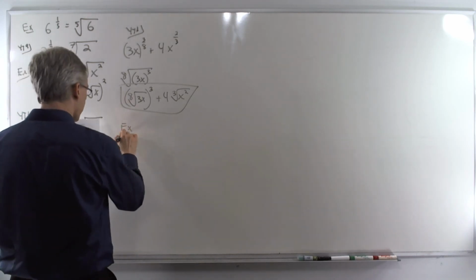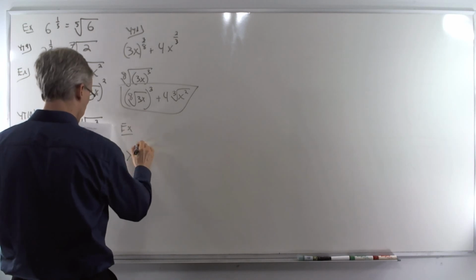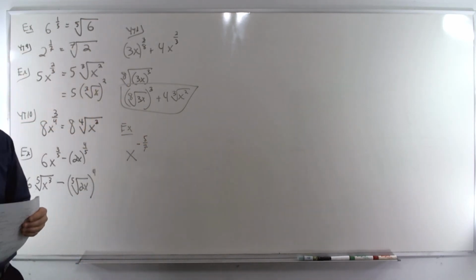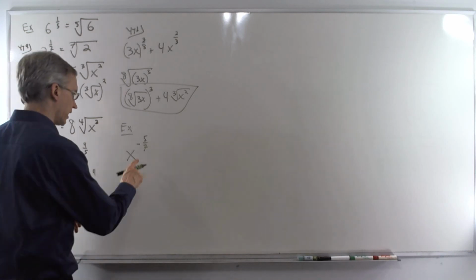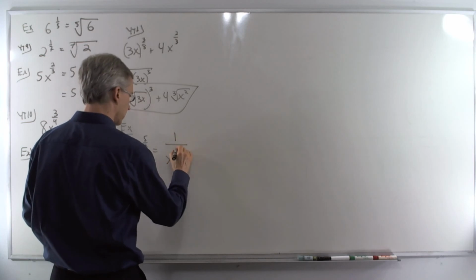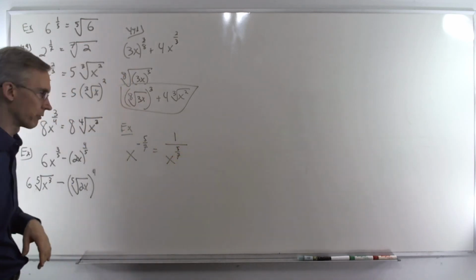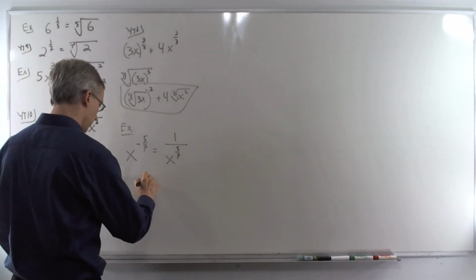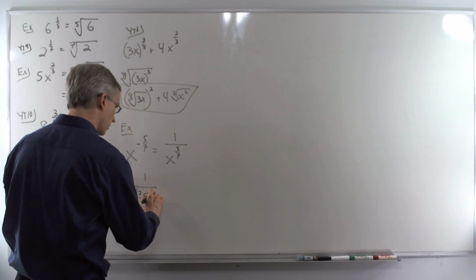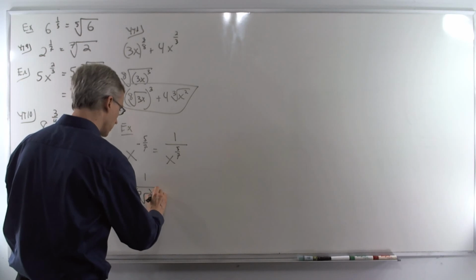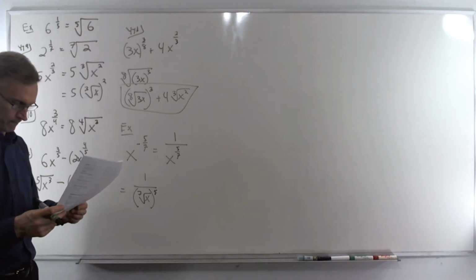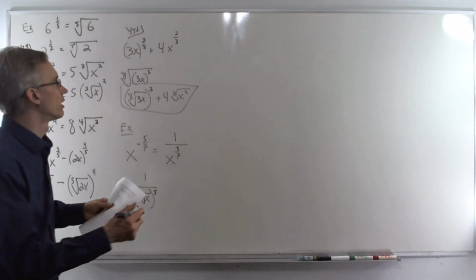All right, next example, we've got a negative exponent. So we're going to rewrite x to the negative 5/7 power. A negative exponent means this needs to go into the denominator. So we get 1 over x to the 5/7. And then we'll convert just like we did before. So that'd be 1 over the 7th root of x to the 5th power, all in the denominator. Your turn, number 12.